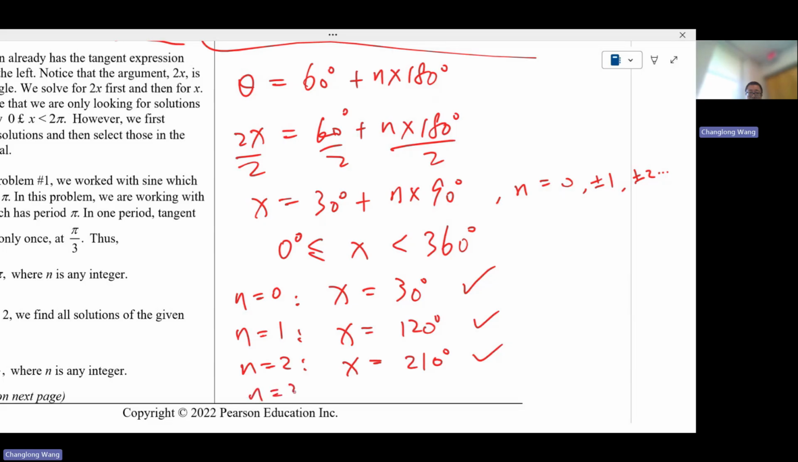So what about n equals 3? So I got that as 300, right? That's still in the range, right? Can I go with 4?